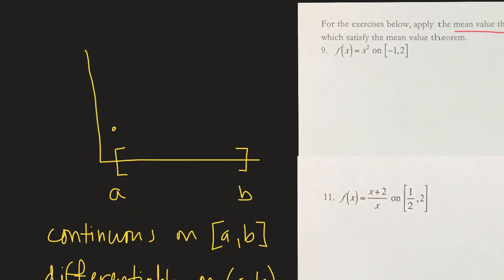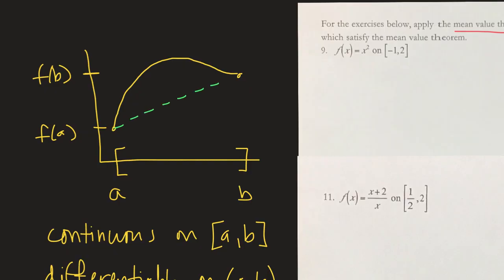and if the y values are not the same, right, so here's f of a and this is f of b, then there is some place on your graph where the slope of the tangent line is equal to the slope of the secant line. Okay, so this is what we're trying to find.